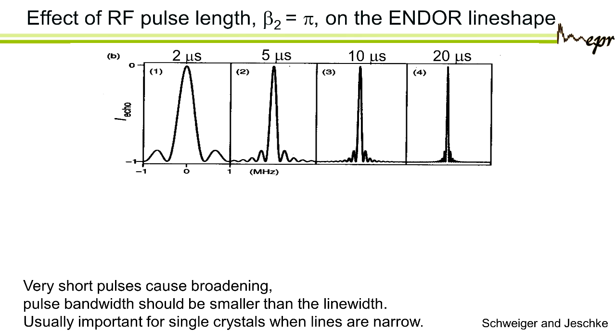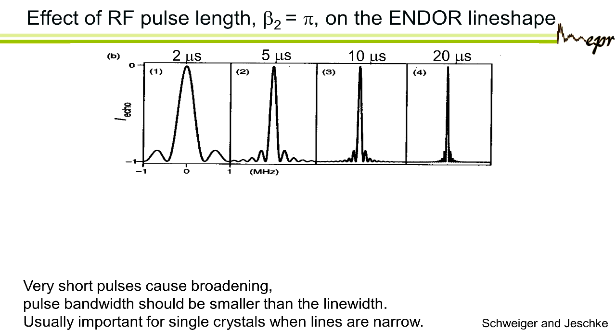Now, there is another thing that we have to worry about, because if your RF is too short, it causes broadening. So often, for proton, if you work with a proton single crystal, like the work that was shown before, the single crystal of the protein had a very narrow line. Now, if your RF is very short, then it has a certain width.